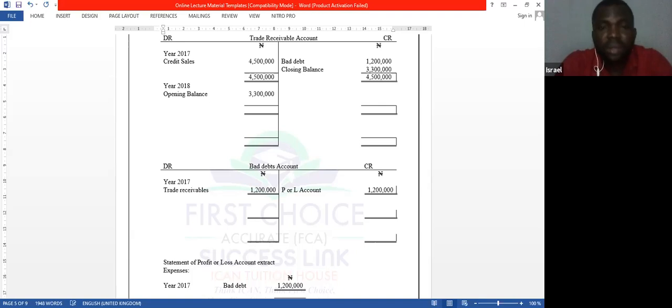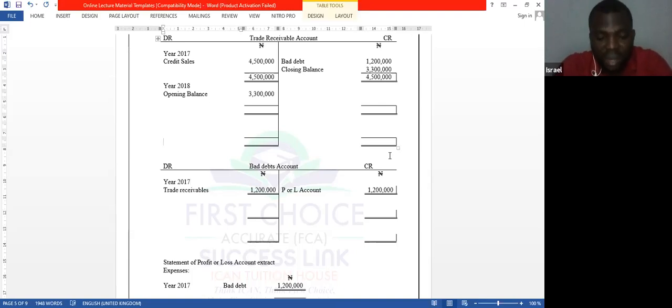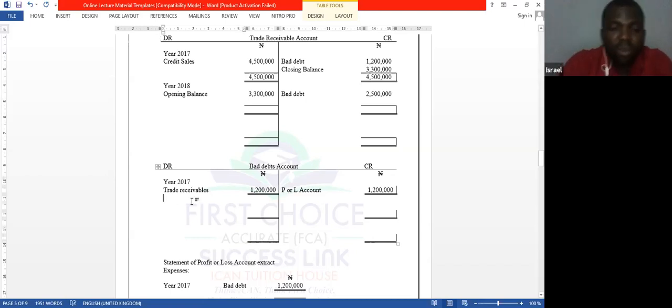Now that we are done with that, if you look at the question, the second year says the debtor is 18,250,000, including the bad debt of 2.5. So now we have our bad debt. So we come here and put our bad debt under our trade receivable. Bad debt is said to be 2.5. So we have 2.5. Now, if you look at our second year, we have to come back to our bad debt to do the second leg.